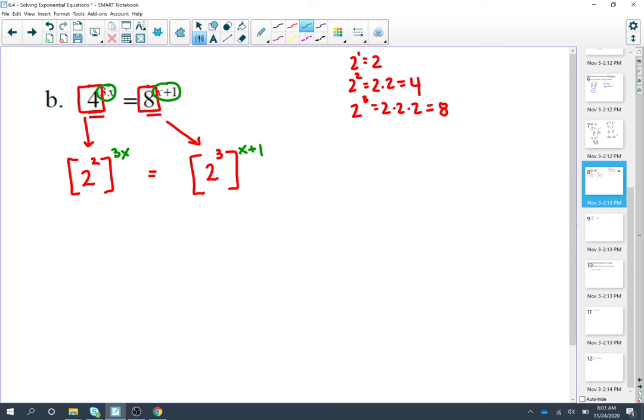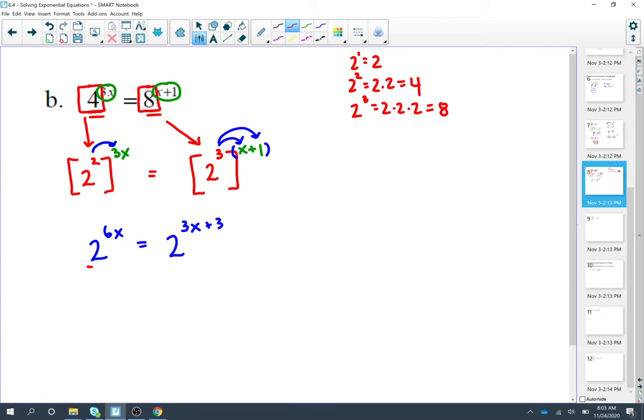Then we're going to clean up a little bit before we move on. So 2 times 3x, we get 2 to the power of 6x. This guy, we have to distribute a little. So 3 times x, we're going to have 2 to the power of 3x. And then 3 times 1 is 3. So don't forget when you're multiplying over an addition or subtraction, you have to distribute.